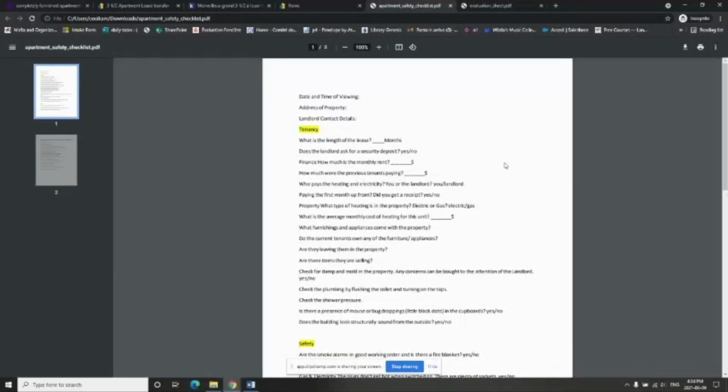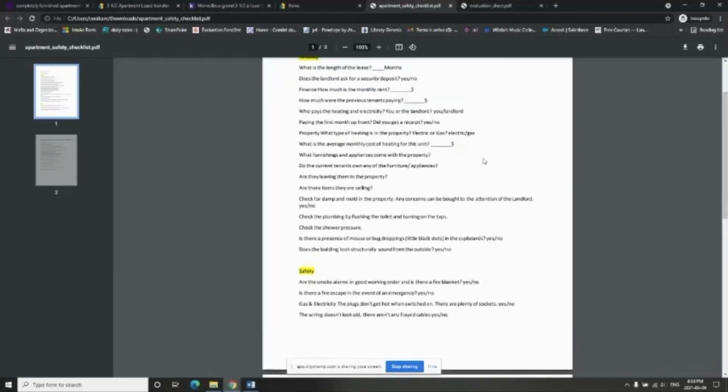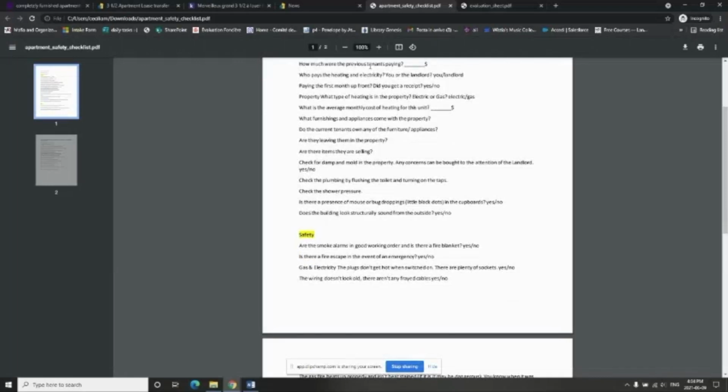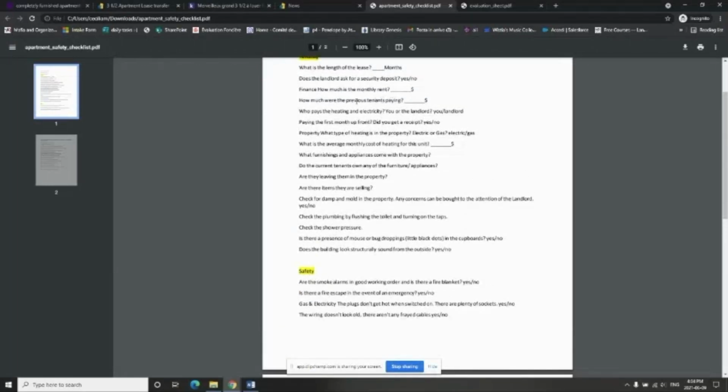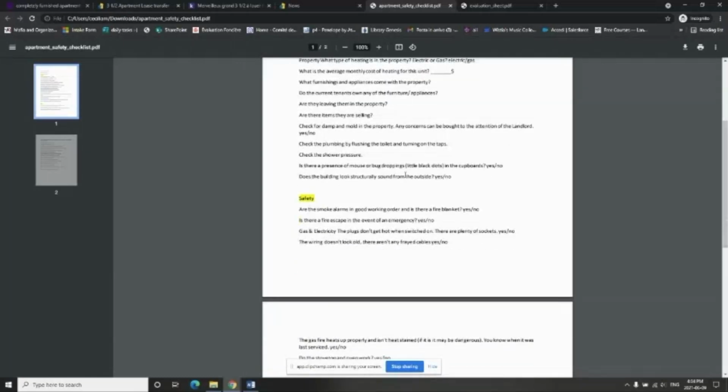And the apartment safety checklist. So again, some information about the lease and let's say the conversation about the contract, so length of the lease, if you are asked to pay any deposit, how much is the rent, how much was paying the previous tenant, who is responsible for heating and electricity. These are all things that you may want to know before signing a legally binding contract with someone.